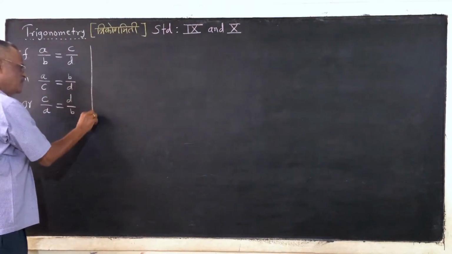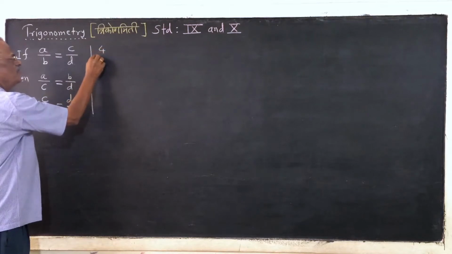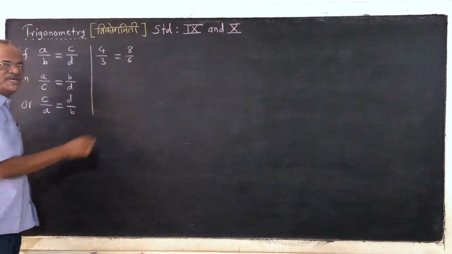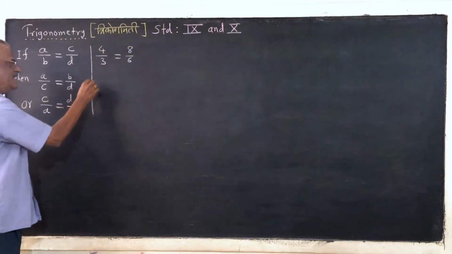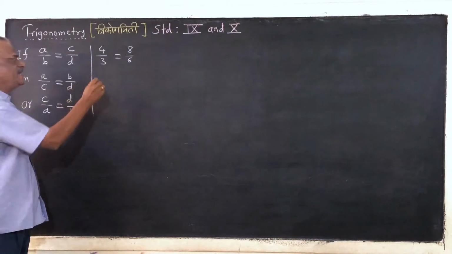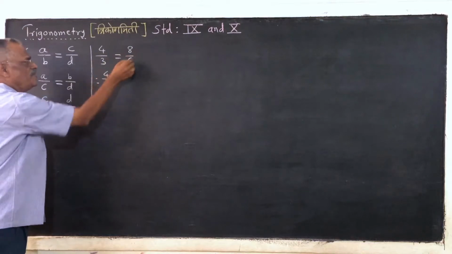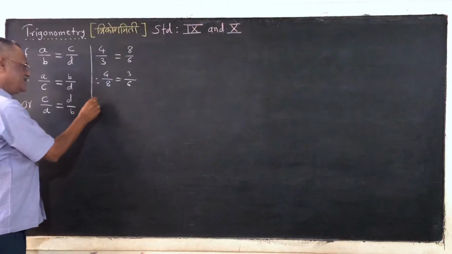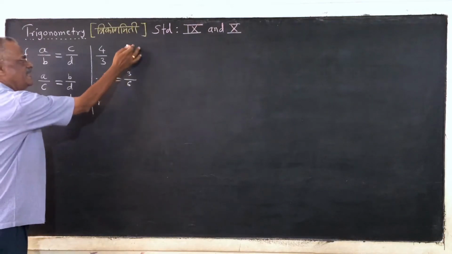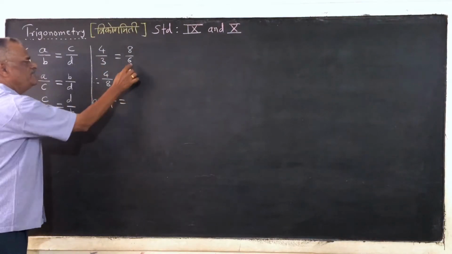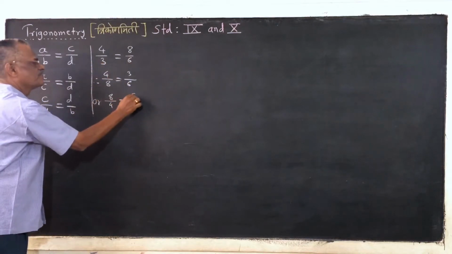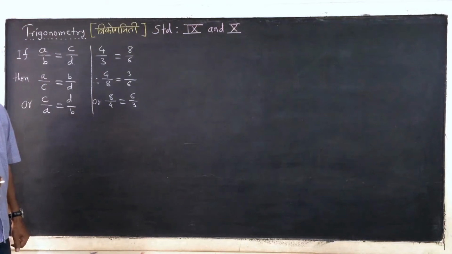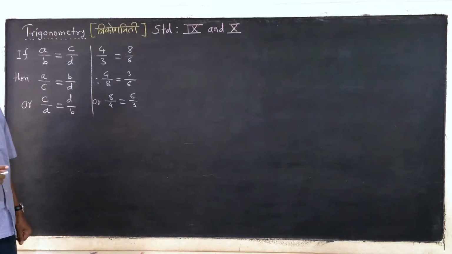To understand this property, if you know that 4 upon 3 is equal to 8 upon 6, two ratios are equal, then definitely you can write that 4 upon 8 is equal to 3 upon 6, or you can see that 8 upon 4 is equal to 6 upon 3. So this is by alternative, ekantar kriya.